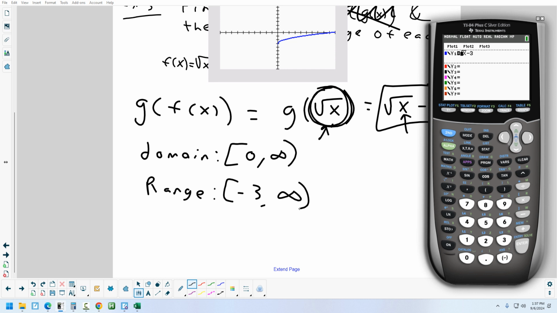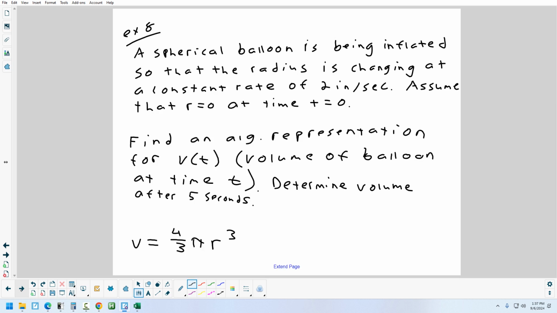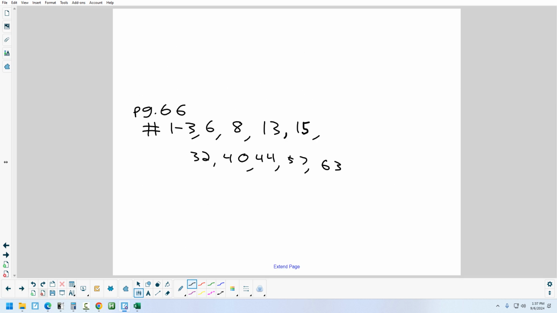All right, any question on that one? So range is sometimes a little different, but you get the calculator to help you. And we'll be practicing that domain and range pretty much every chapter.